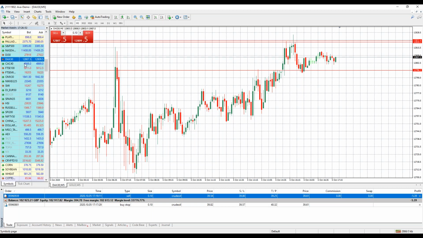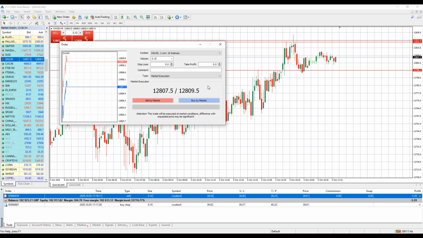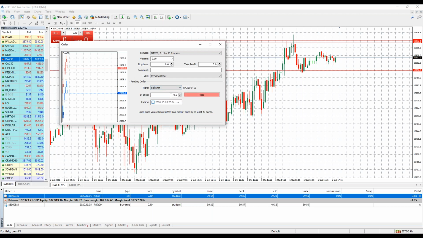Okay, how would I do that? Very simple. Pending order, sell limit, sells from a higher price. Again, the app makes this easier. You could just put sell from and put the price, 12,820.